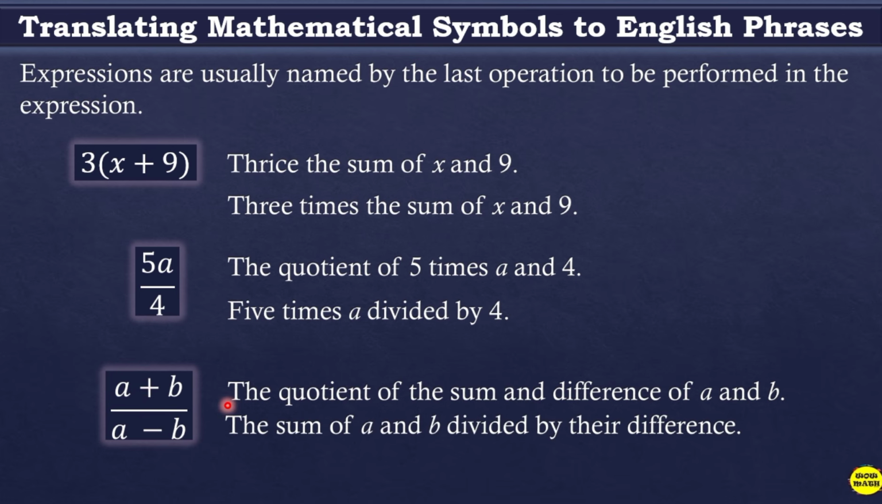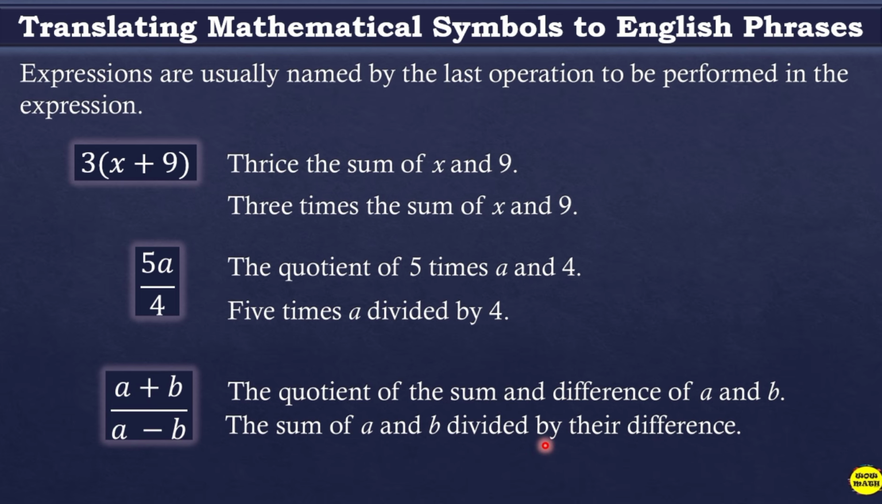Or pwede rin namang the sum of A and B divided by, gamit ako ng fraction bar, their difference. Huwag mo na sabihin dito na the sum of A and B divided by the difference of A and B. Parang redundant, paulit-ulit. So, gumamit ka na lang nito, there. The sum of A and B divided by their difference. So, A plus B over A minus B.